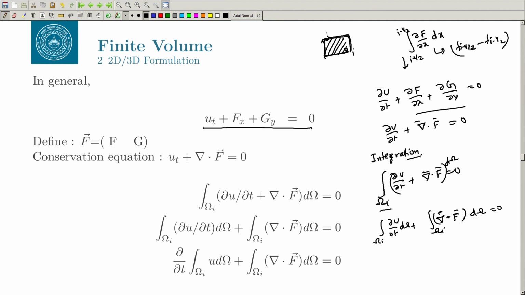Now, this part is easy, right, because you can again use the same assumption that my cell centered value is basically the average of the entire value in the volume. So, if you use that, you can write it as del u bar by del t, and you will have maybe some delta omega, the cell volume. We can just call it omega.